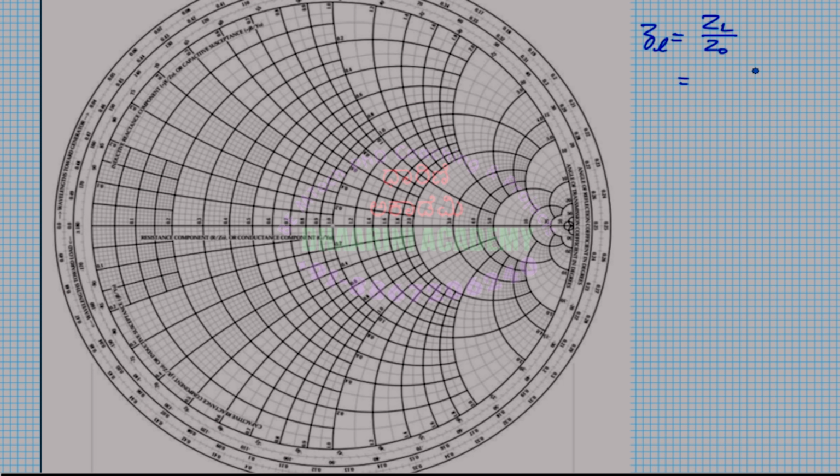So I will calculate. ZL is given, which is 40. Is it 40? No, right? It's 80 minus J40. So 80 minus J40 given, divide that by 50. So 80 by 50 is 1.6. 40 by 50 is 0.8. So minus J 0.8.